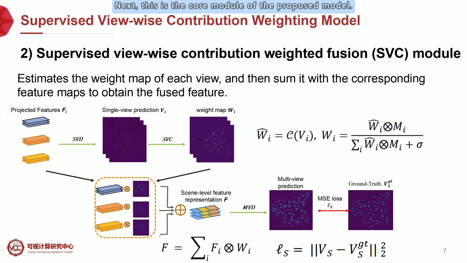Next, this is the core module of the proposed model, SVC module, supervised view-wise contribution weighted fusion. After passing through the SVD module, we get the single view prediction, and then we input the single view prediction into the SVC module, which is a lightweight CNN. We can use C to represent it. Then we can get the weight map corresponding to each view, and normalize the weight maps. Then multiply and sum the weight maps and the projected feature maps of the corresponding view respectively. Finally, the fusion features of the scene level are obtained.